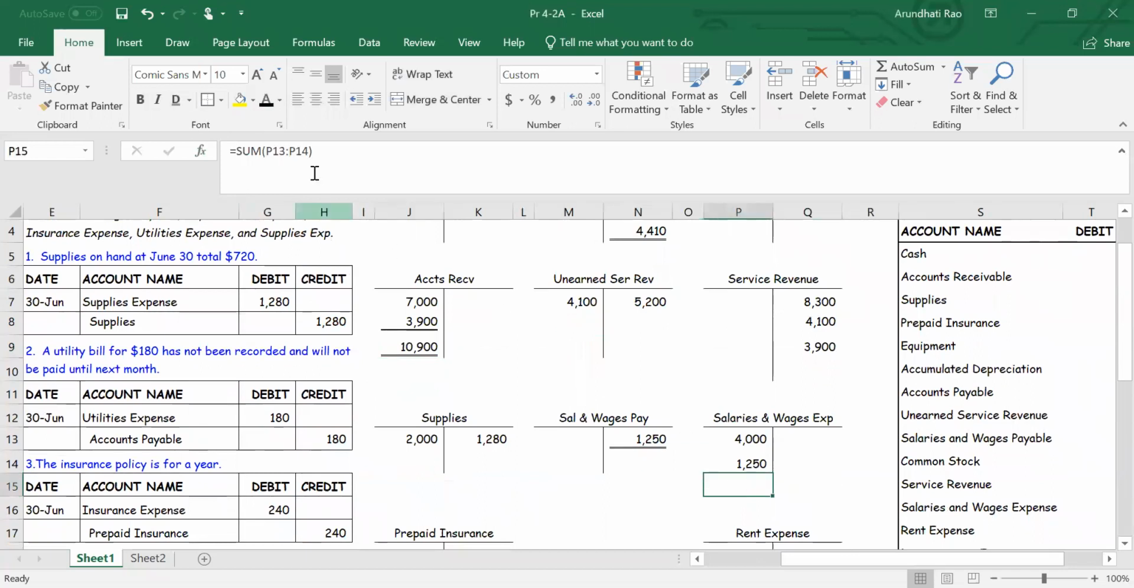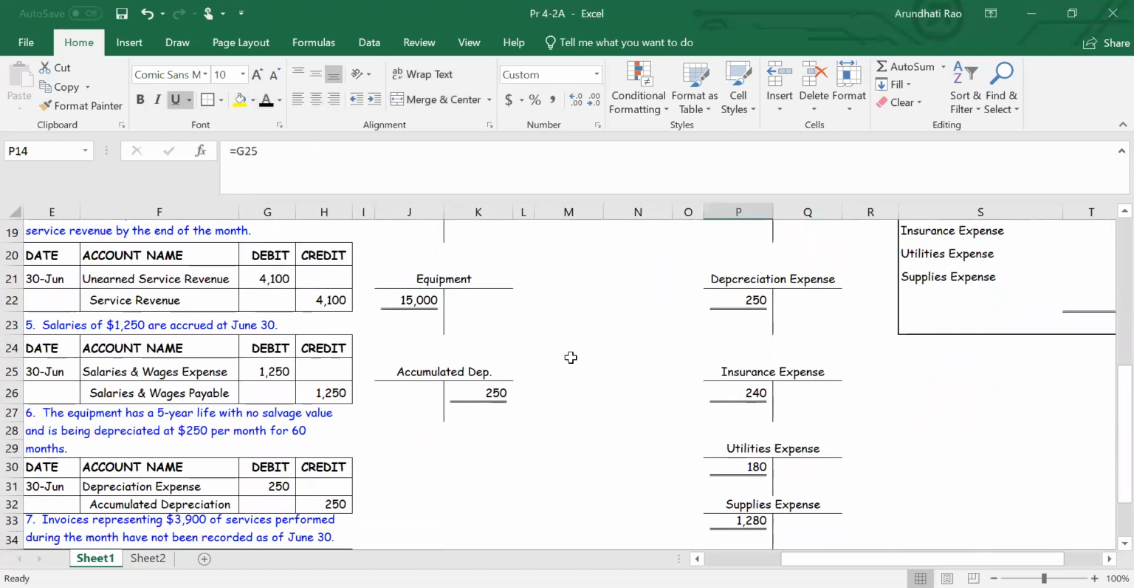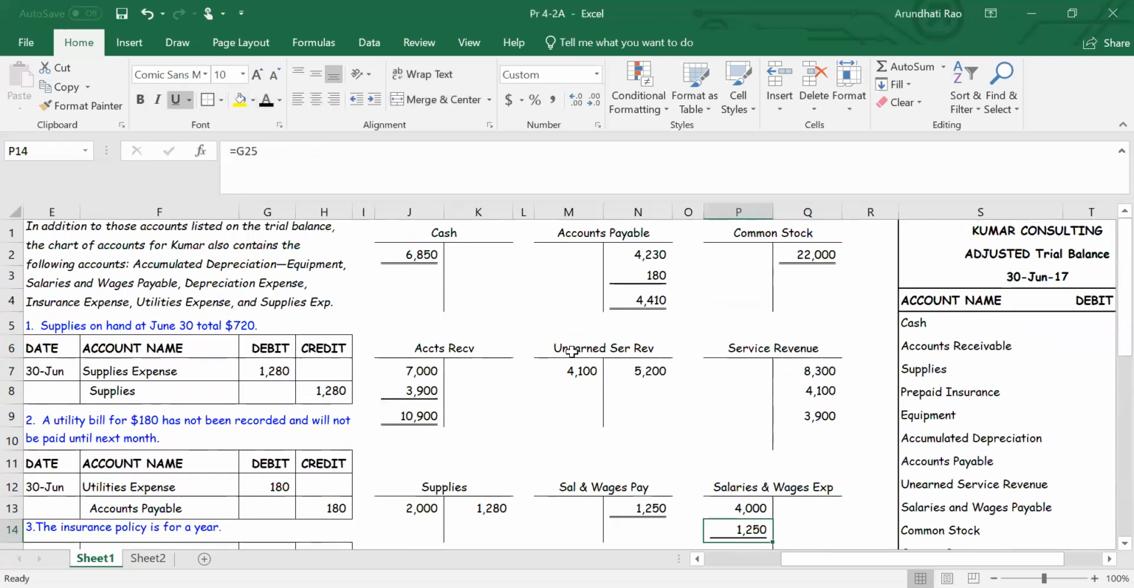Same for salaries and wages. Let's do the ones that have only on one side. Both the numbers on one side. Okay. So now that leaves us with the accounts that have a number on the debit side and the credit side. Oh, one more before I proceed. Service revenue had 3 credits. I added those up and I came up with the number.